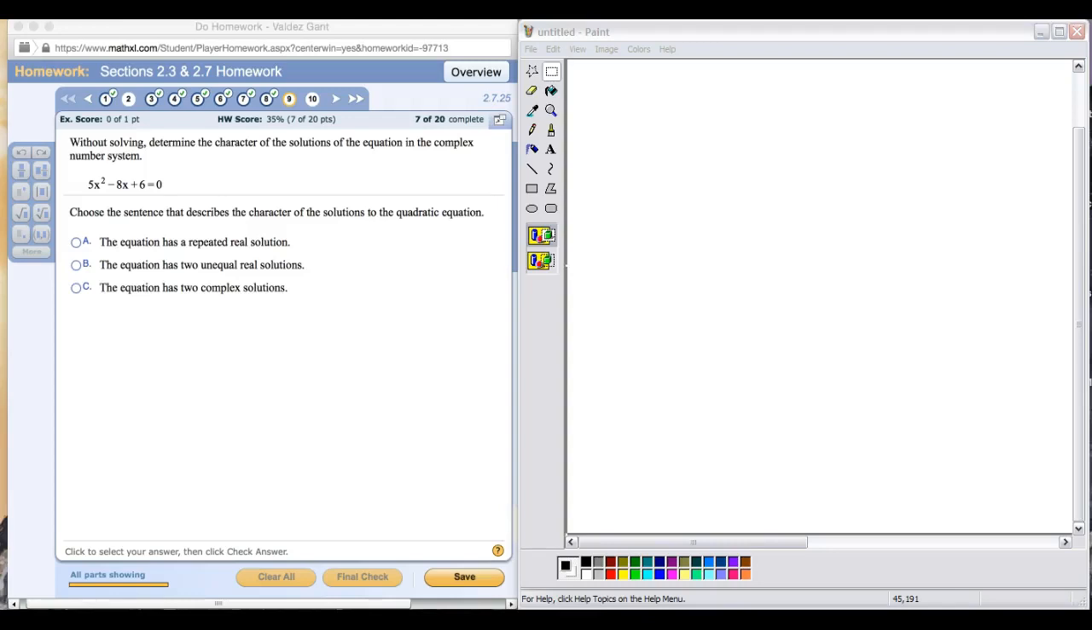Alright, so now what we want to do is talk about how we can actually look at a quadratic equation and tell what type of solution we have before we even start to do any work. The key to knowing this is to look at what's called a discriminant. The discriminant is the expression that's under the radical of the quadratic formula.